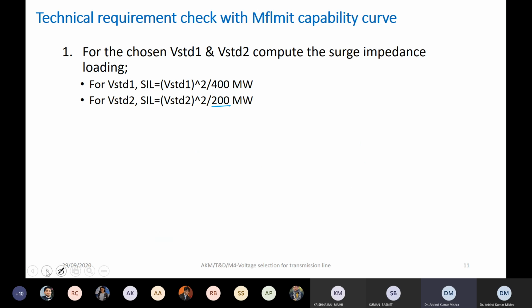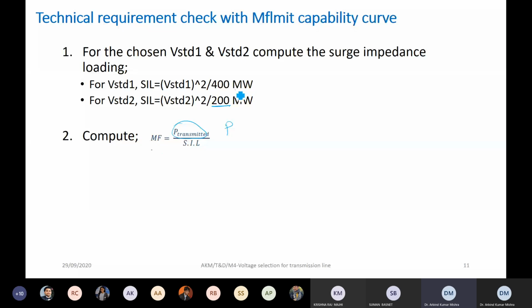We calculate the surge impedance loading. Next, you can compute your power to be transmitted, P, and you have the surge impedance loading. So you can check the multiplying factor. You can calculate it for your power to be transmitted: that will be the P to be transmitted divided by the surge impedance loading, which has been calculated just in the above step.